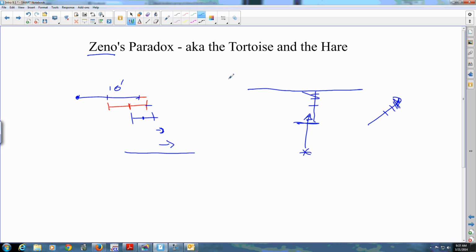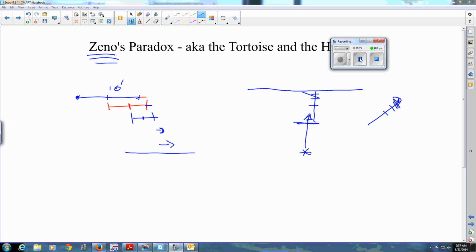Everyone's fixed. Well, of course, you know that that's not possible. You've walked out of many doors in your life. But that's the idea that Zeno talked about, and that's one of the things that we're going to continue to talk about. So that ends this discussion on Zeno's paradox.